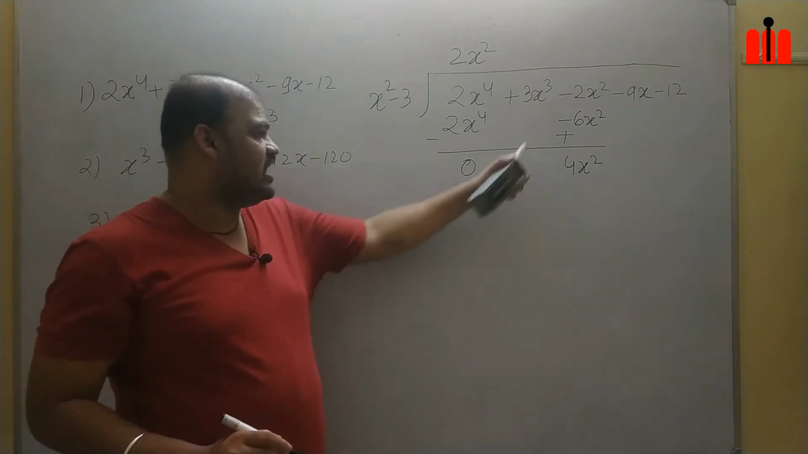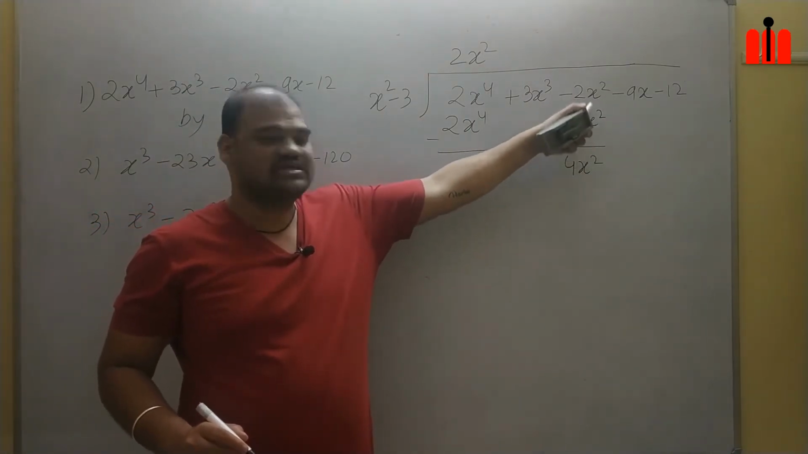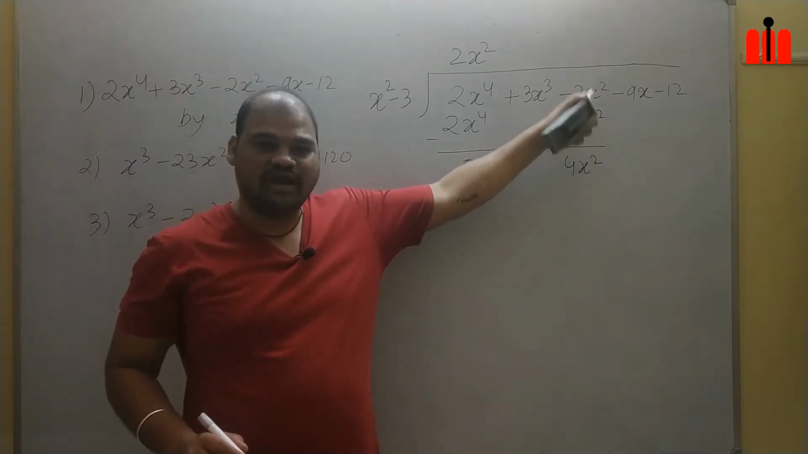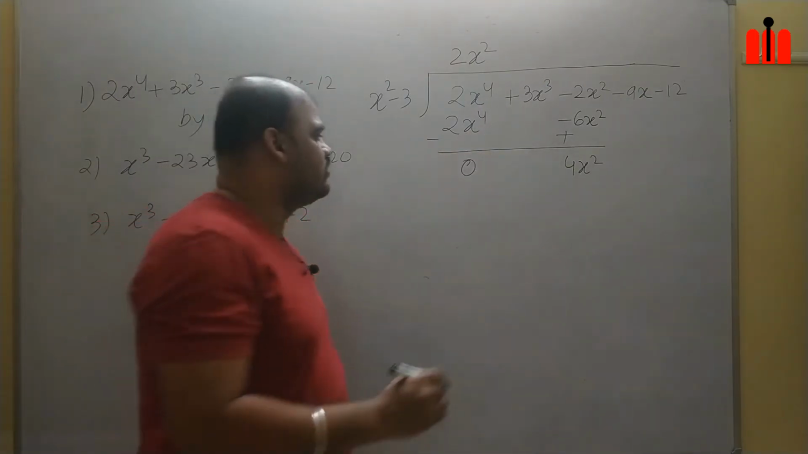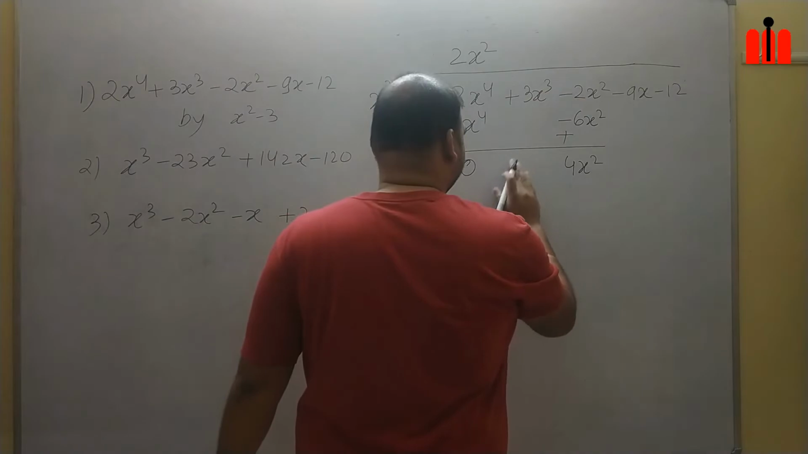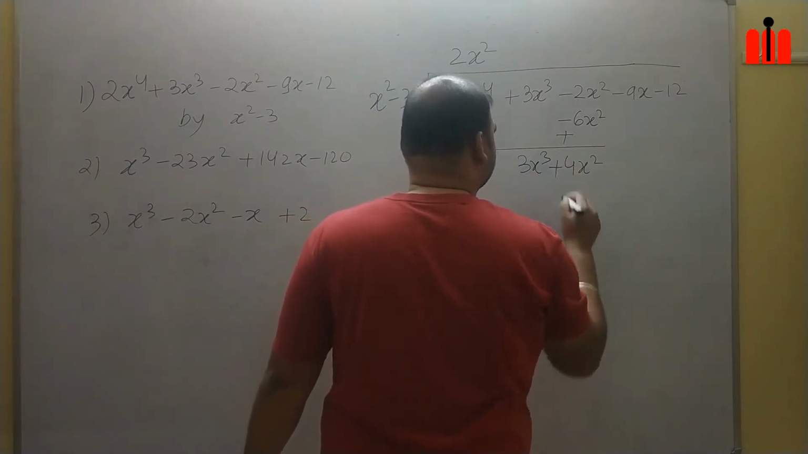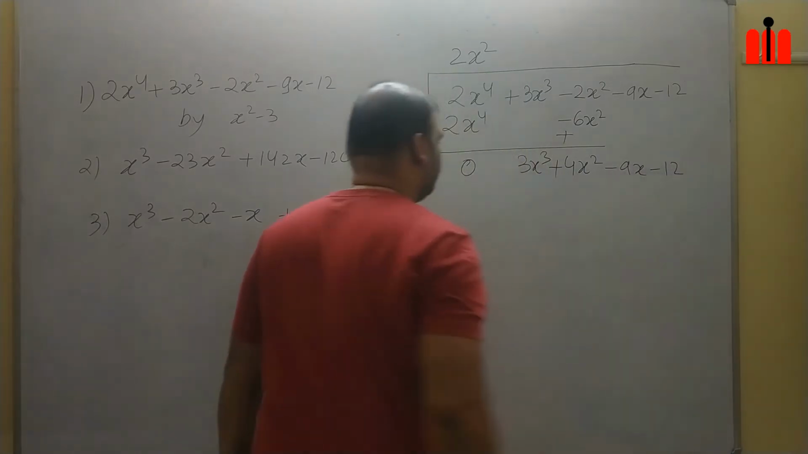Why had I not written 6x square here? Because it is a like term with x square. That's why minus 2x square and minus 6x square I had written in the same line. 3x cube will be the remainder here. So it will be 3x cube plus 4x square minus 9x minus 12.